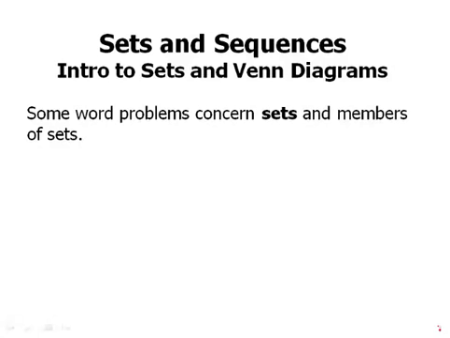And we're going to talk about two categories of problems that people can find a little bit tricky. These are set problems and sequence problems, and we'll start with set problems. Some word problems concern sets and members of sets.